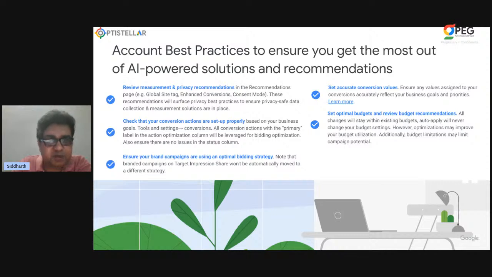And the last but not the least, set optimal budgets and review budget recommendations. Right. So it is very important, because a lot of us as advertisers often keep complaining that we always keep getting these recommendations like, you know, set higher budgets or move your unused budgets. And why is it that Google is always giving us these particular recommendations, right? So there is a reason behind it.